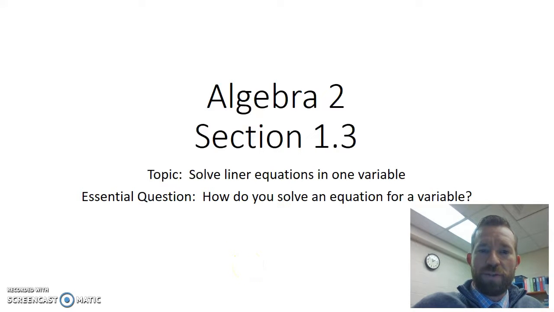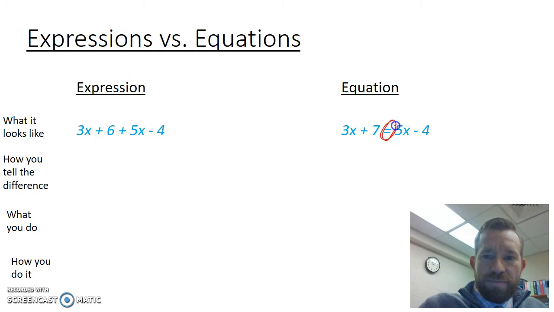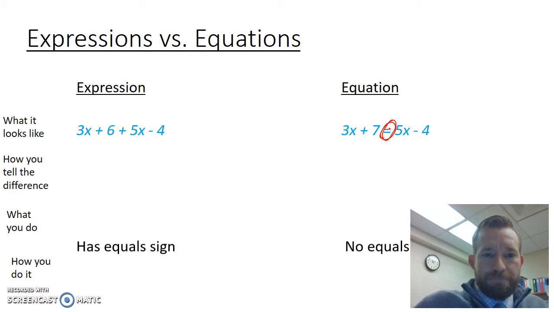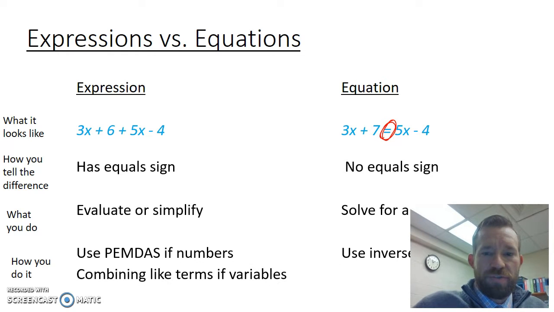We're talking about section 1.3, which is solving linear equations in one variable today. Essential question is, how do you solve an equation for a variable? The difference between an expression and an equation is essentially that one has an equal sign and one doesn't. You can tell this difference pretty easily just by looking at it. The difference is one you solve, so equations you solve and expressions you just simplify.